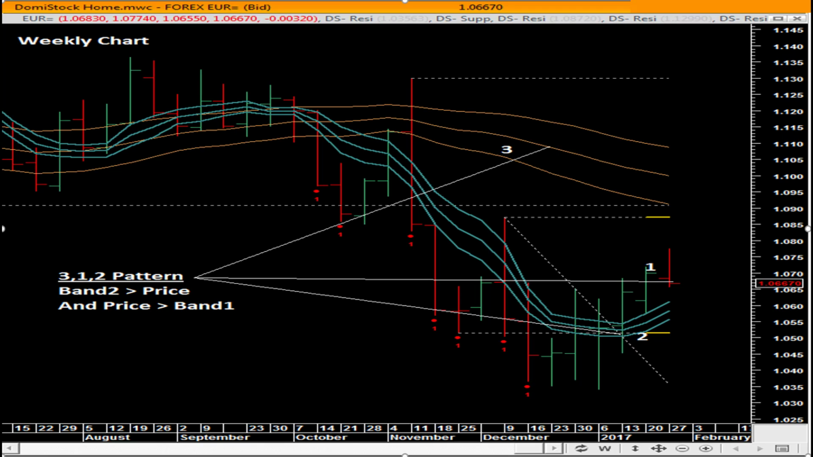The next pattern is the 3-1-2, which is bearish neutral. That is because it consists of 2 bearish elements and 1 bullish one. The bearish elements are that both price and the shorter band are below the longer one, which points to medium to long-term negative momentum, and the bullish element is that the price is above the shorter band, which shows short-term positive momentum.